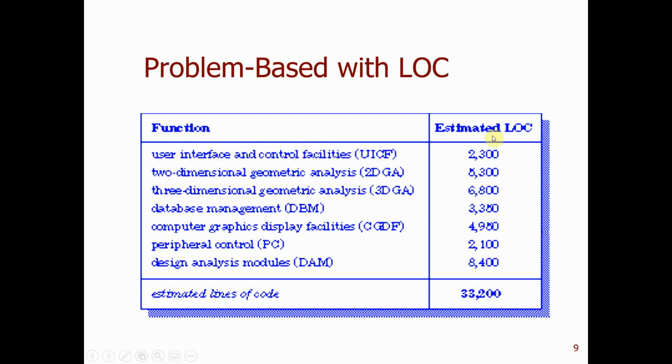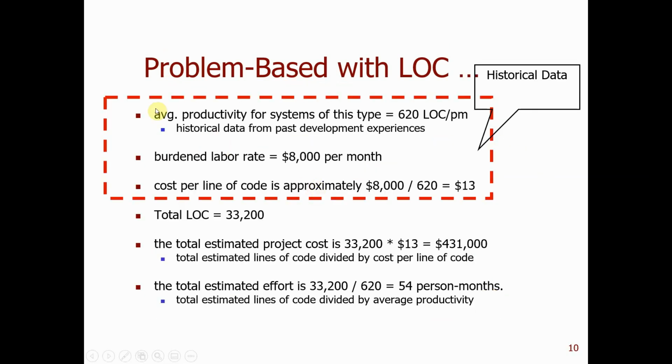So here we have the estimate of the size of each function of the software. Then we have the total lines of code, the total size of the software. What is provided is historical data. The historical data shows the productivity. Average productivity for a system of this type is about 620 lines of code per person-month, and the burdened labor rate is about $8,000 per month. It's about $50 an hour. So this gives you a cost per line of code of about $13.